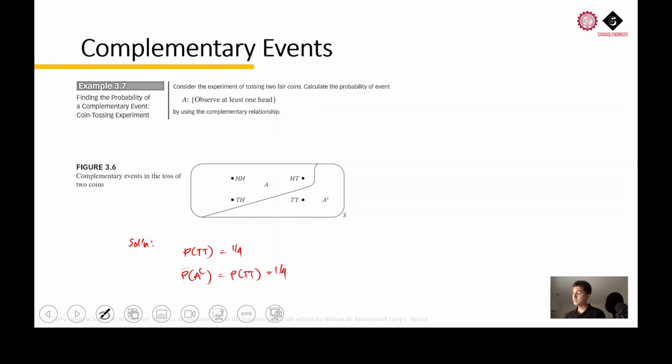So if we want to find the probability of event A occurring, then we need to solve using the complement of A. We know that the probability of A plus the probability of its complement will always equal 1. And we have the information of this term. So P(A) plus 1/4 is equal to 1. Therefore, the probability of event A is equal to 1 minus 1/4, which is equal to 3/4.